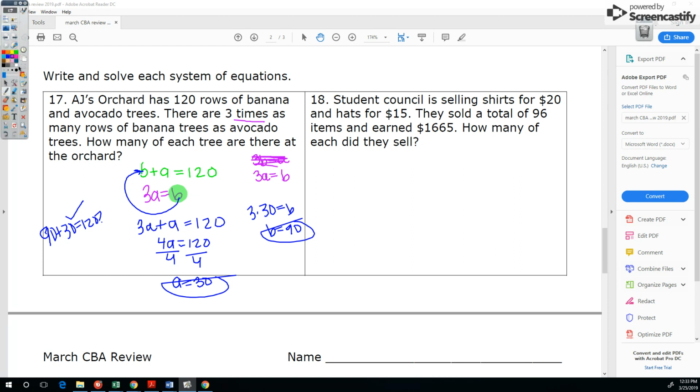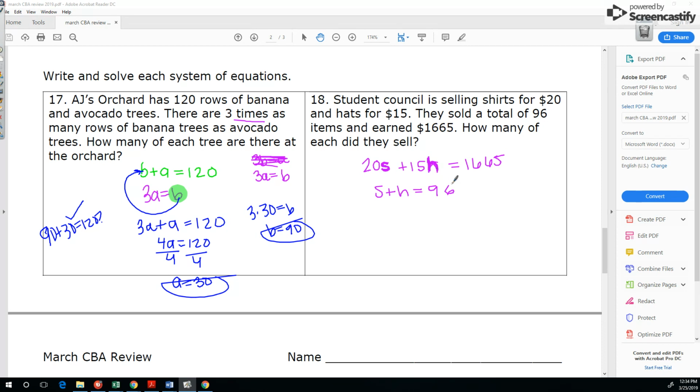Okay, student council is selling shirts for $20 and hats for $15. They sold a total of 96 items and earned $1,665. How much of each did they sell? So $20 for your shirt, $15 for your hat equals $1,665 total. That's money. Then items, we have 96 total items. So the shirts plus the hats added together was 96.